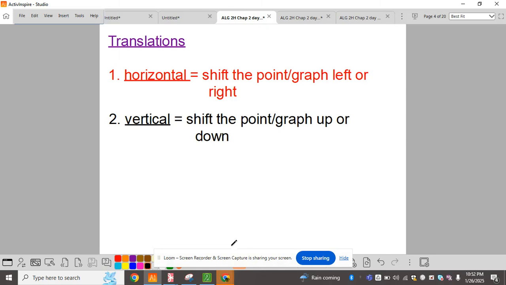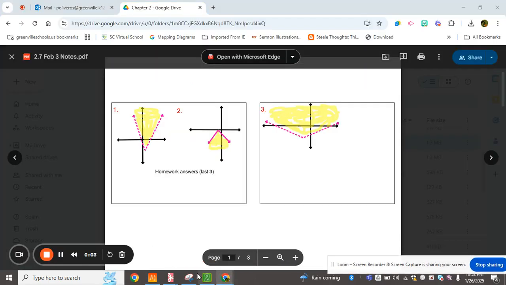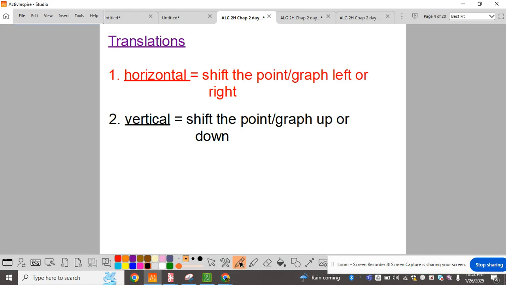Yo, this is Mr. O, and today we're gonna go over some important concepts about the behavior of a graph, specifically about translation, compression, and stretch.